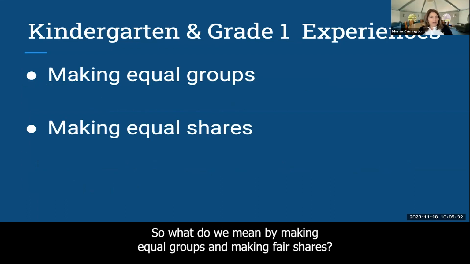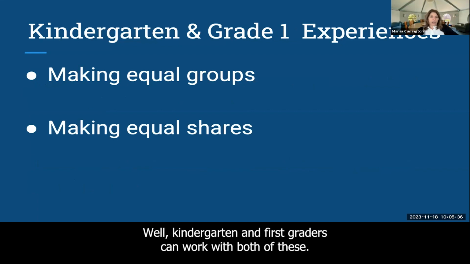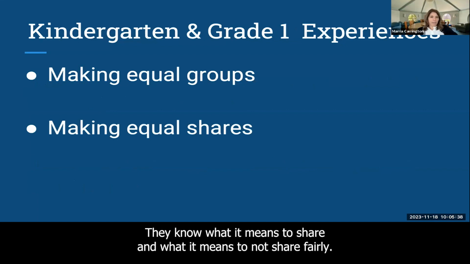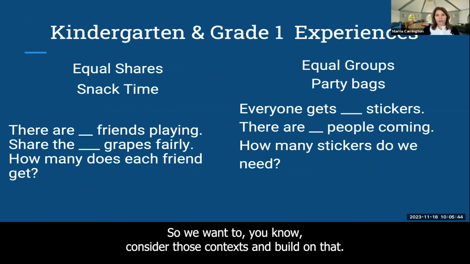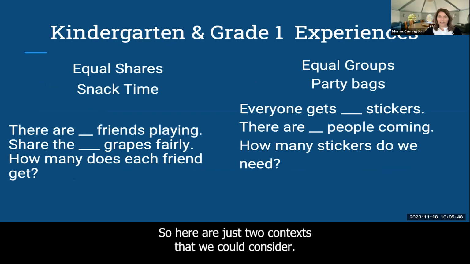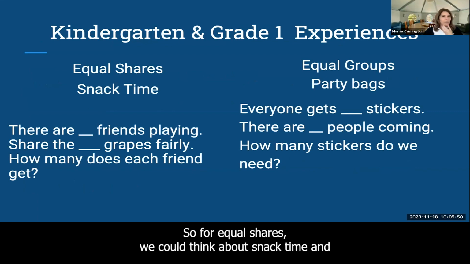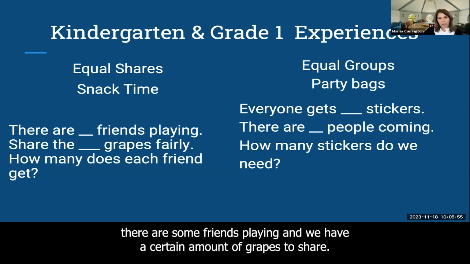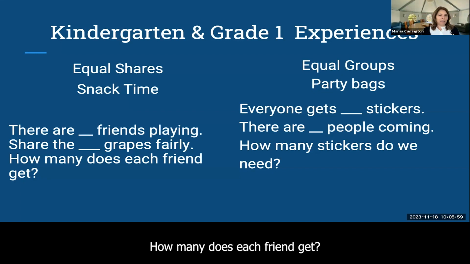So what do we mean by making equal groups and making fair shares? Well, kindergarten and first graders can work with both of these. They know what it means to share and what it means to not share fairly. So we want to consider those contexts and build on that. So here are just 2 contexts that we could consider. So for equal shares, we could think about snack time, and there are some friends playing, and we have a certain amount of grapes to share. How many does each friend get?